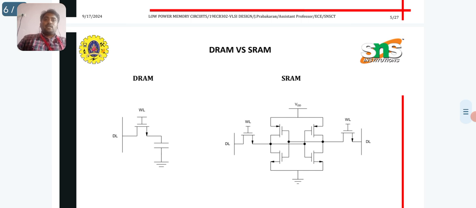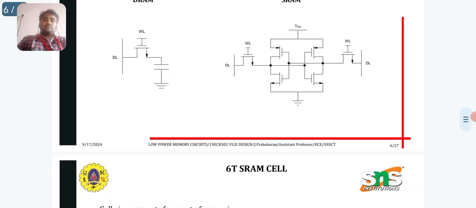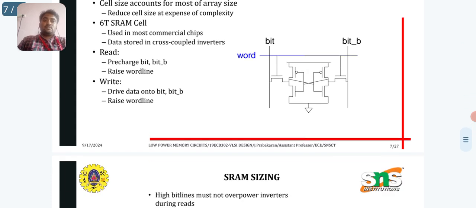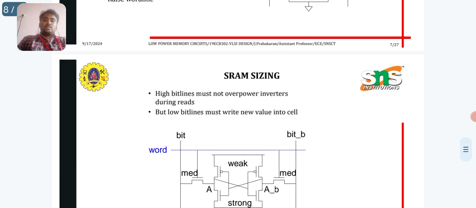This is the structure for the DRAM with a single transistor and the SRAM with six transistors. This is the structure for DRAM and SRAM. In the six transistor SRAM cell, cell size accounts for most of the array size. Already we have discussed SRAM sizing.